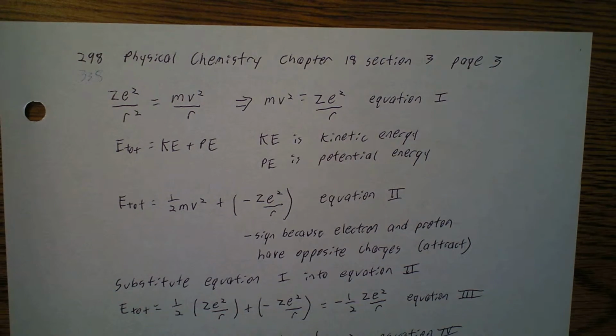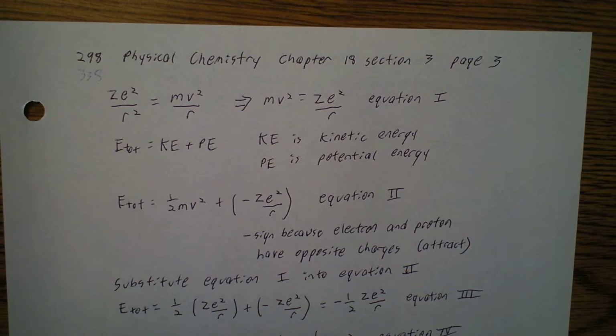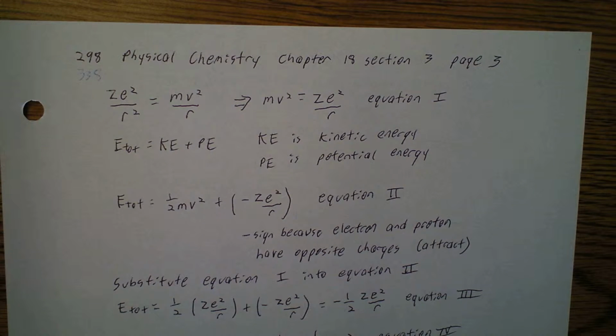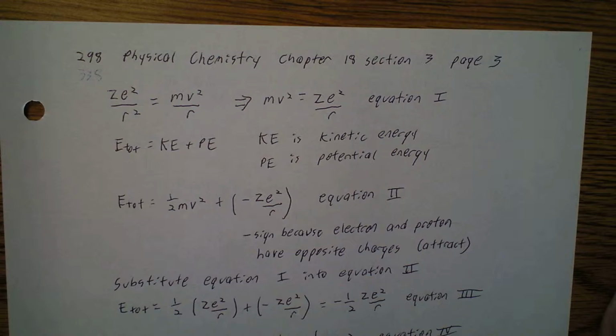So remember, the total energy is going to be equal to the kinetic energy plus the potential energy. So that gives us the total energy is equal to 1/2 mv squared, that's the kinetic energy, plus minus Z times e squared over r, that's the potential energy. And that's equation 2. Now we have a minus sign because the electron and the proton have opposite charges. So that's to show that it's an attractive force.